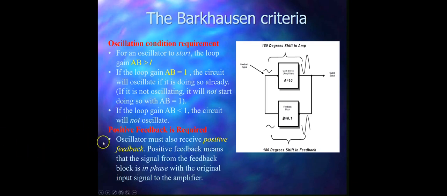Now the other thing which is mentioned here is positive feedback, and that positive feedback is also extremely important for an oscillator to work. So our oscillator must also receive positive feedback. Positive feedback means that the signal from the feedback block is in phase with the original input to the amplifier. So you see the signal which is going in here, this signal should be in phase with this input signal.